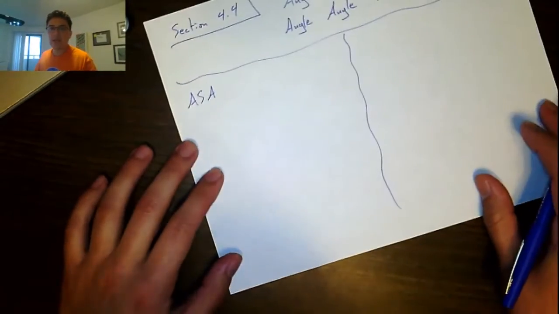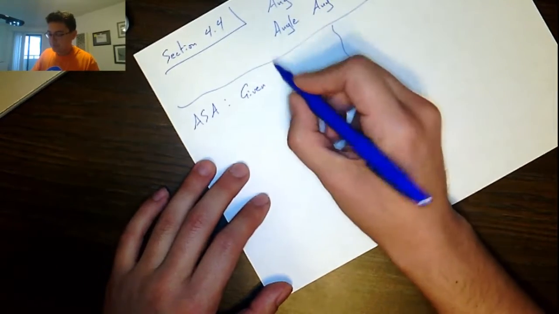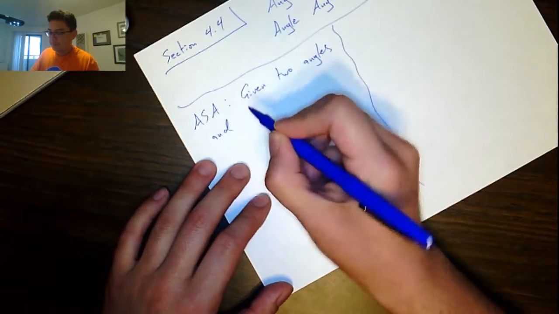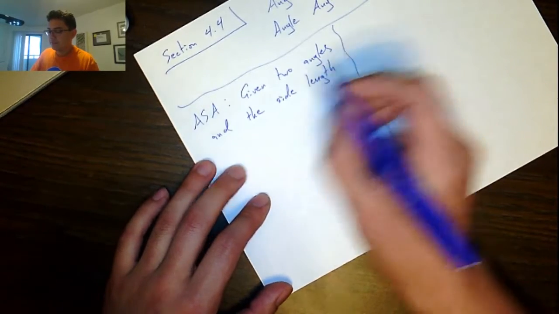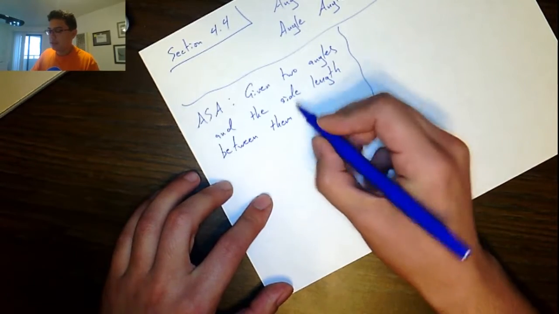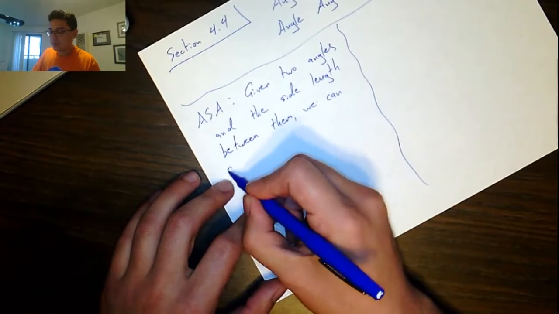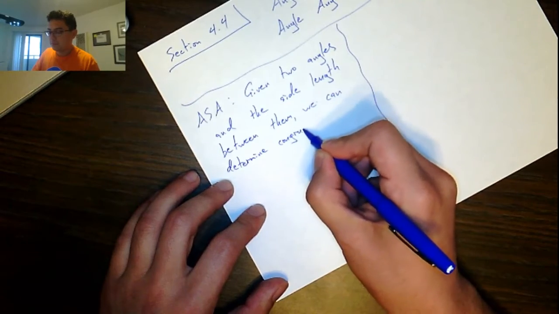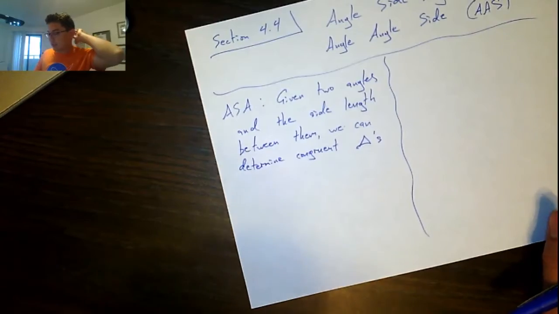Alright, so what angle side angle says is that given two angles and the side length between them, we can determine congruent triangles. Okay. All right, so that's our definition. Again, we don't have a worksheet for this one, so you will just need to write this one down on a loose sheet of paper.